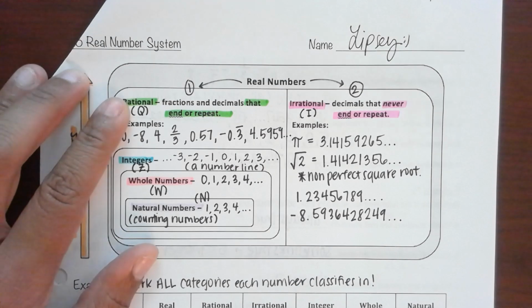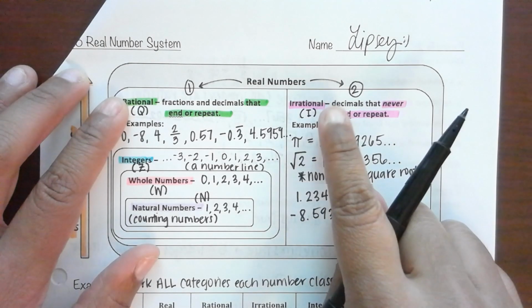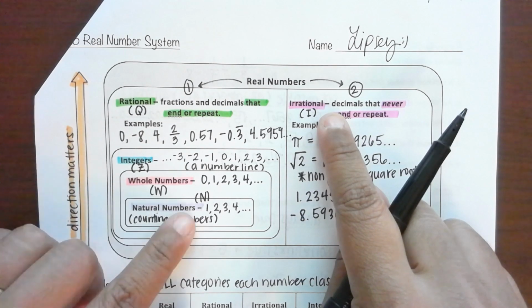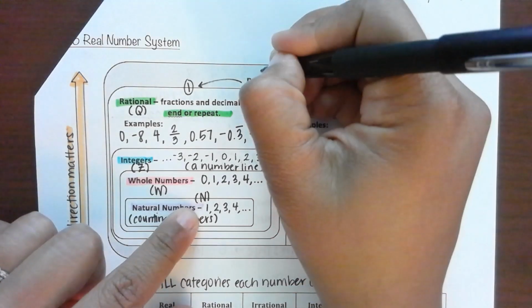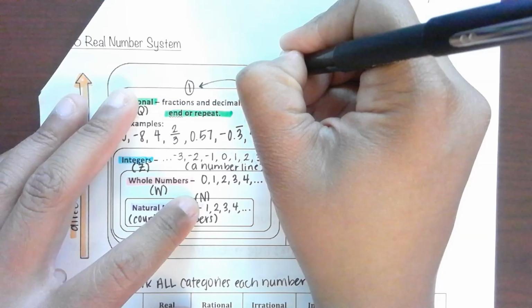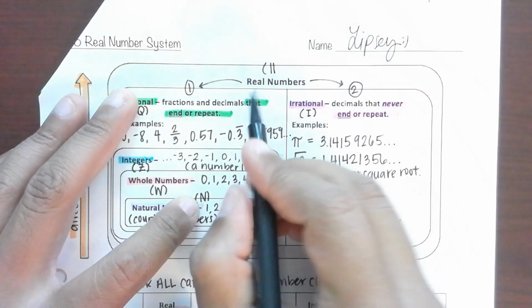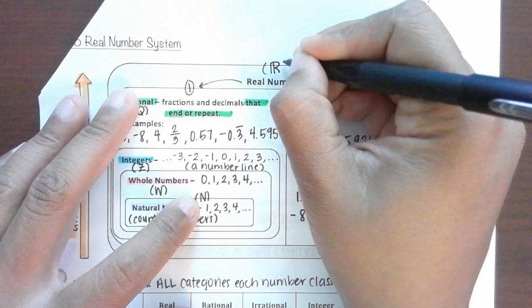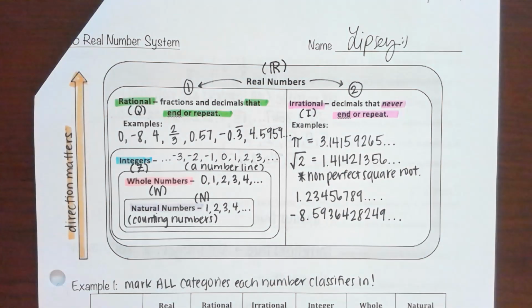So, rational is Q. Irrational is I. Integers is Z. Whole numbers is W. Natural numbers is N. And for real numbers, it's a double-sided R. So you draw two lines next to each other, like that, and then you make an R on the farthest one.